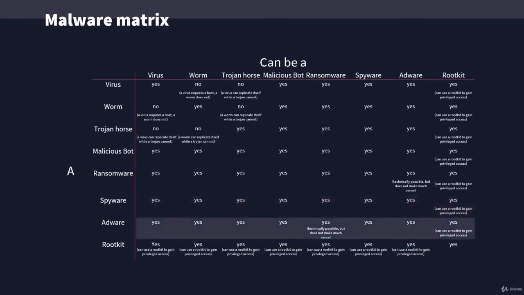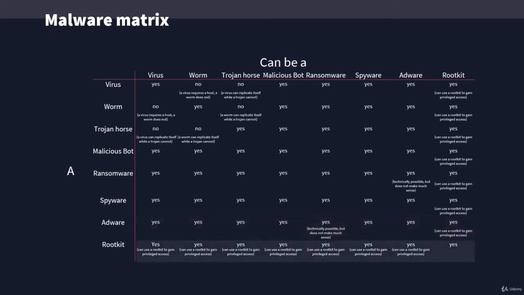After that, we have a look at adware. Similarly, it can be any other type of malware discussed today, with the note that for adware, it does not make much sense to also be ransomware. Last, we have the rootkit, which can be used by any other type of malware discussed today in order to gain privileged access and/or conceal the malware.